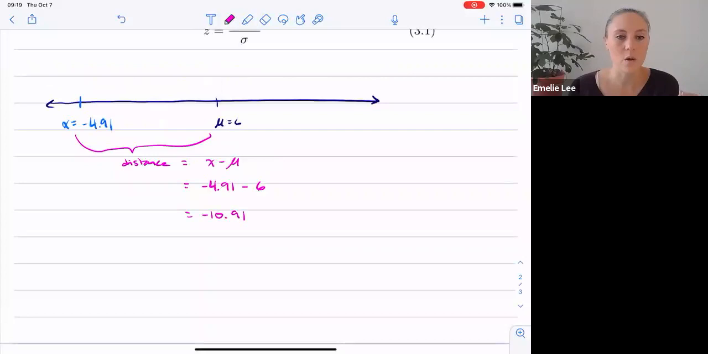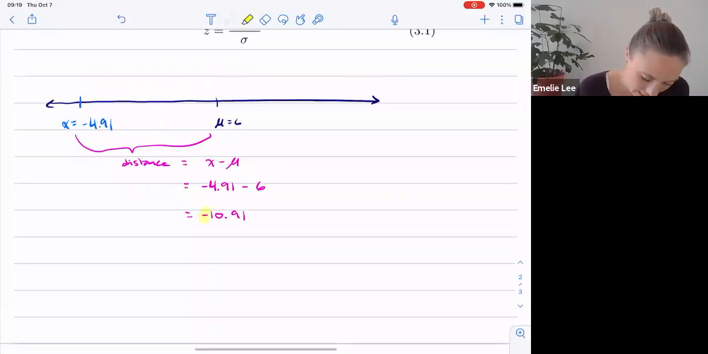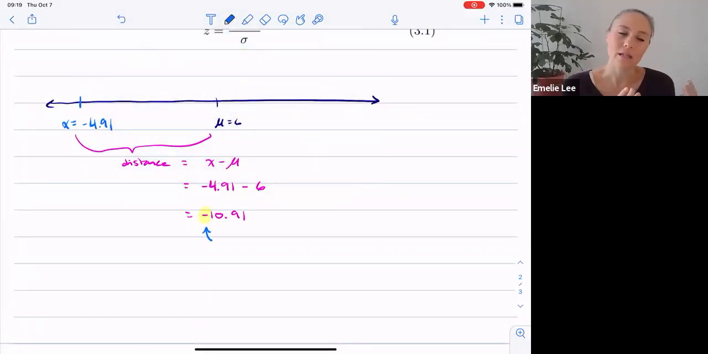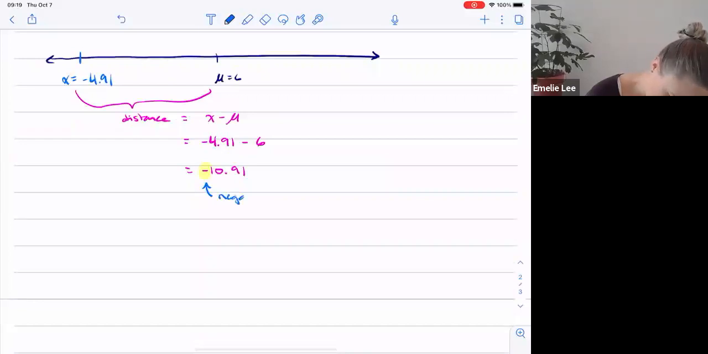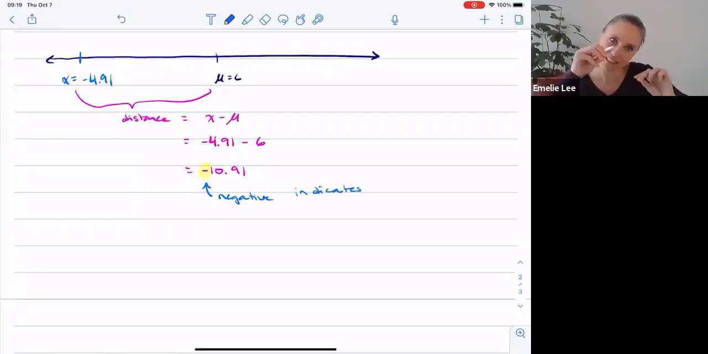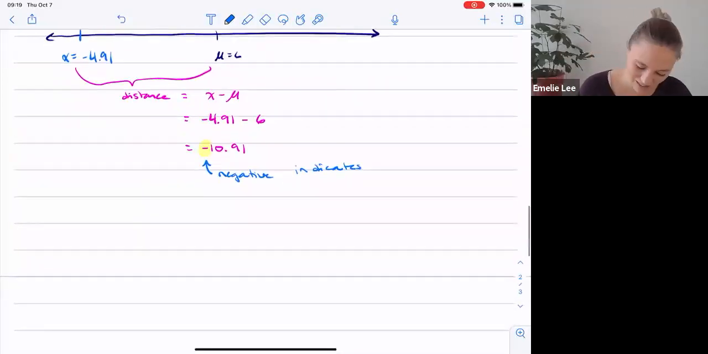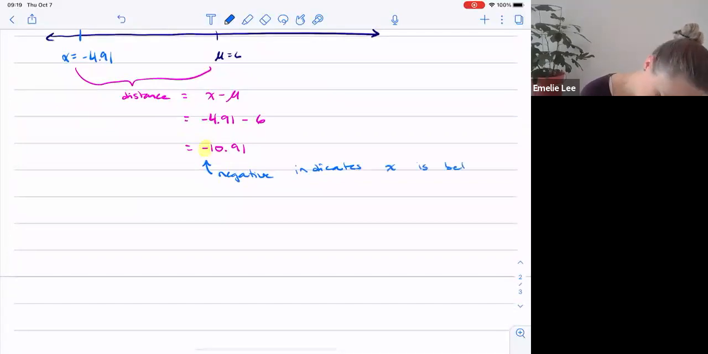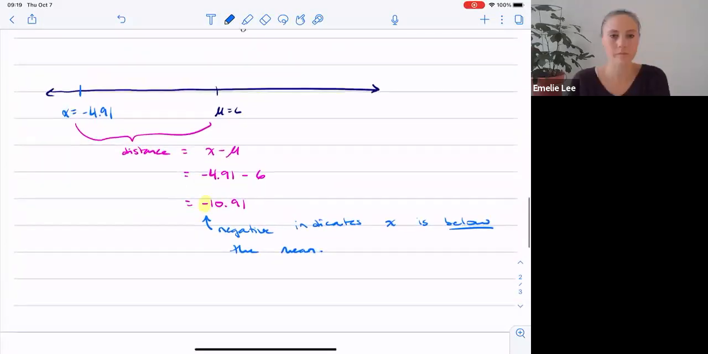Okay. And so what's important here is that this negative is capturing that it's below the mean. Negative indicates x is below the mean. So you could have done 6 minus negative 4.91, but then you lose that negative, right? And so to retain that, that's why we do x minus mu.